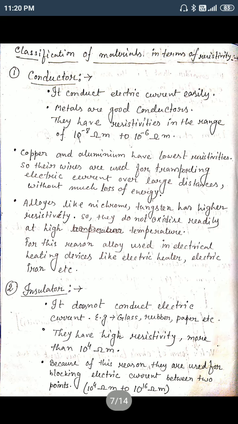Now, the classification of materials in terms of resistivity. Depending upon the resistivity, materials are classified in 3 groups: one is a conductor, second is an insulator, third is a semiconductor. Conductors are the materials which conduct electricity easily. Metals are very good conductors, and for metals the range of resistivity is 10 to the power minus 8 ohm meter to 10 to the power minus 6 ohm meter. It is a very low resistivity.